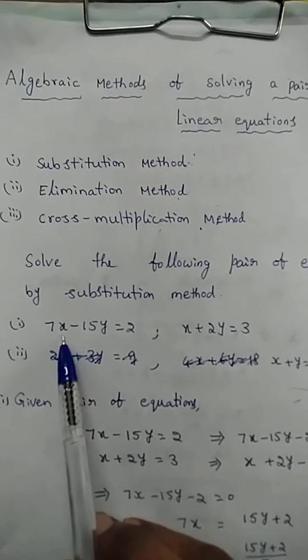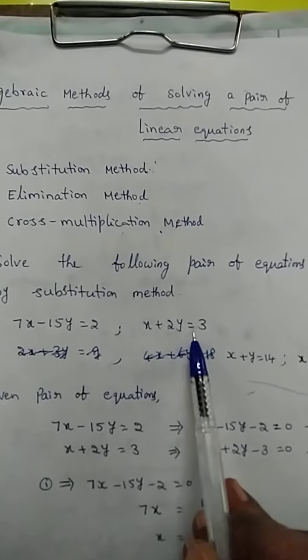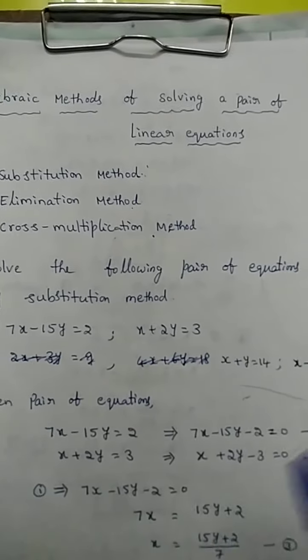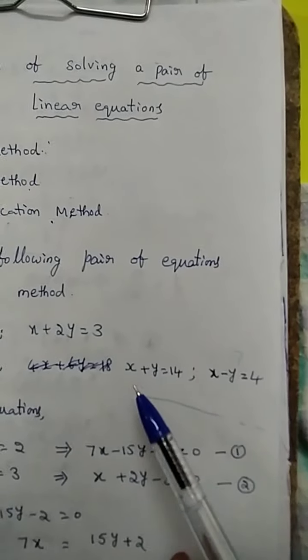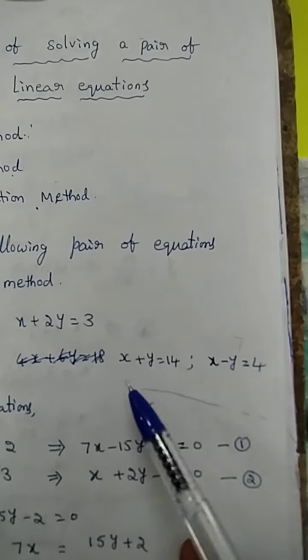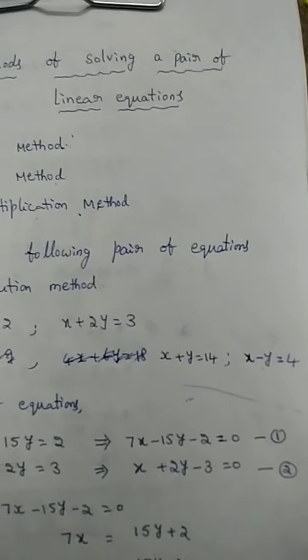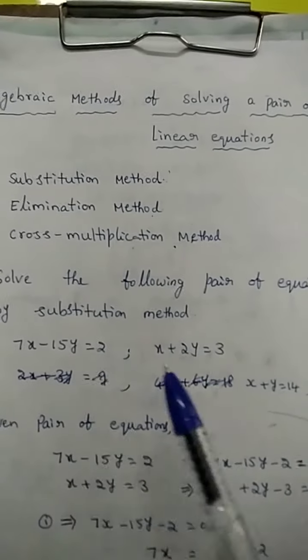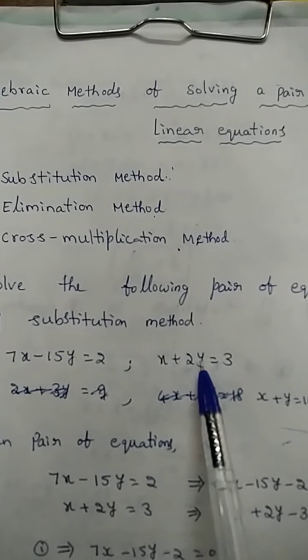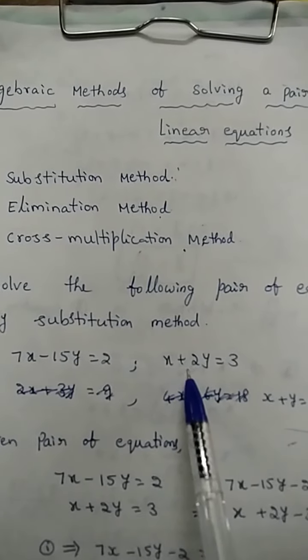Now the question: 7x minus 15y is equal to 2, x plus 2y is equal to 3. That's the first question. And the second question: x plus y is equal to 14, x minus y is equal to 4. Okay, first of all we are discussing the first one here. So these are two equations. Here we have the variables x and y, and here also we have the variables x and y.